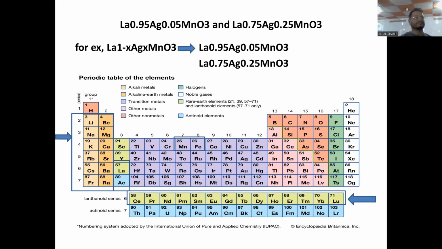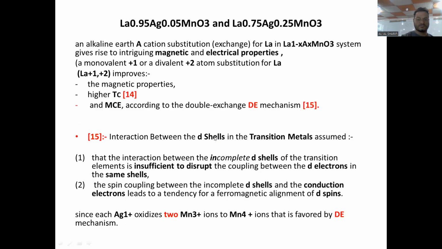Here is the periodic table. When I said alkaline earth, they are here. Rare earths are above. Sorry, below here. And all of these are transition materials.